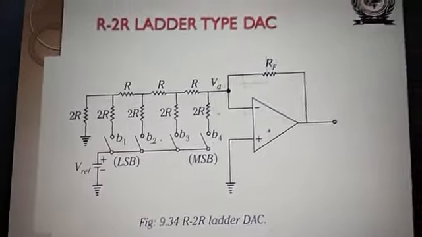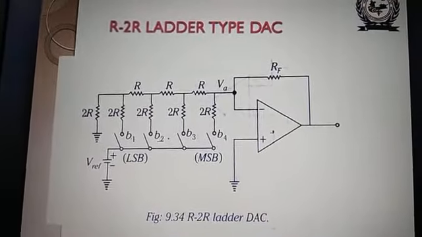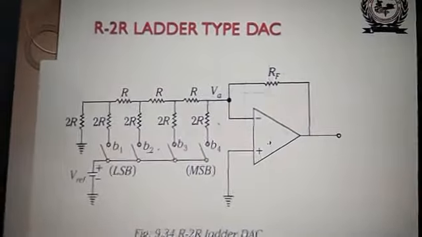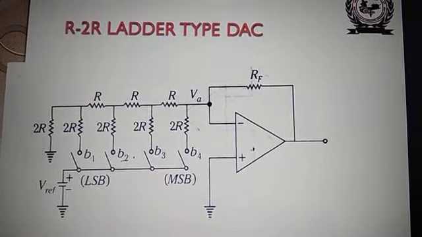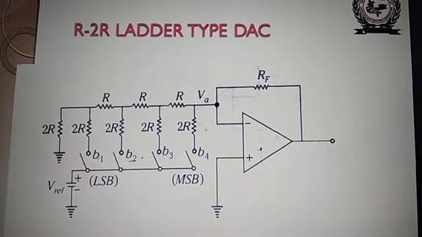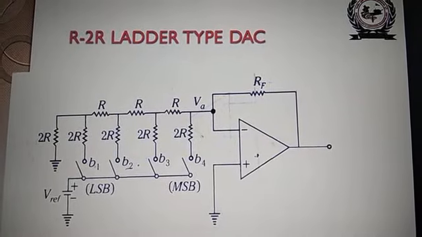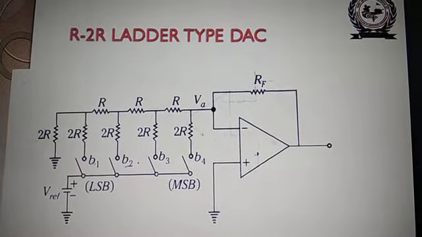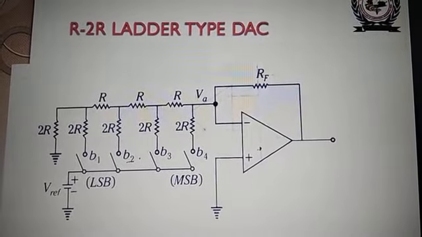Here this RF is the feedback resistance. You can see properly, this network is called the R to 2R ladder type D to A converter. This is a 4-bit ladder, B1 to B4. We require 5 2R resistances and 3 R resistances.